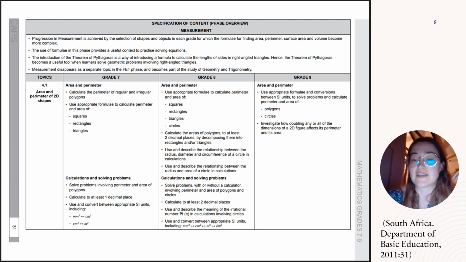The fourth content area is measurement. It has 3 subtopics: area and perimeter of 2D shapes, surface area and volume of 3D objects, and the theorem of Pythagoras. The weighting is 10% throughout the phase.